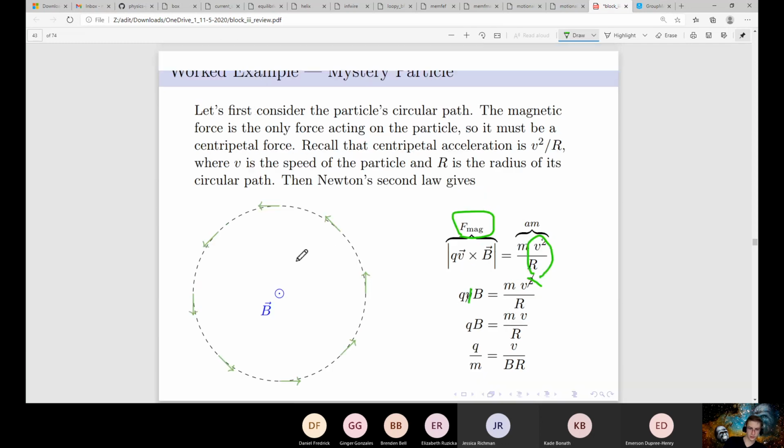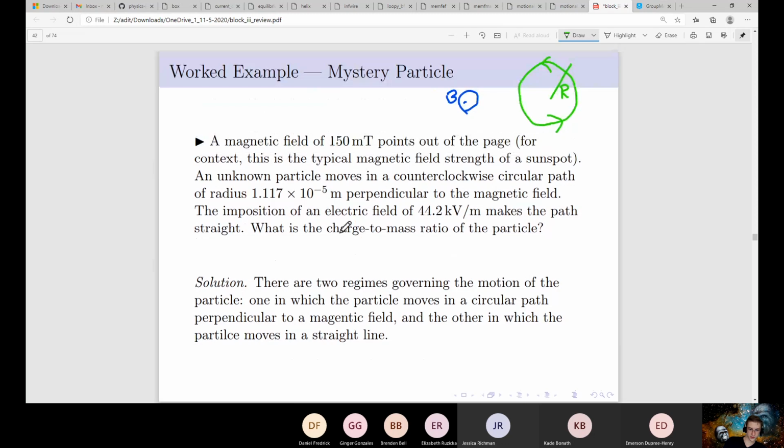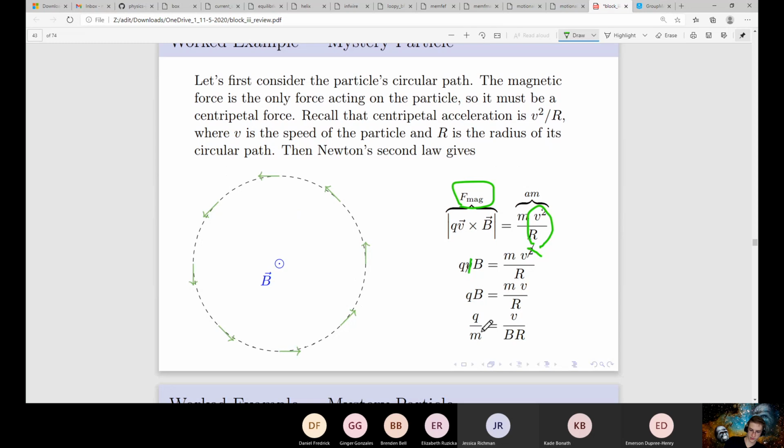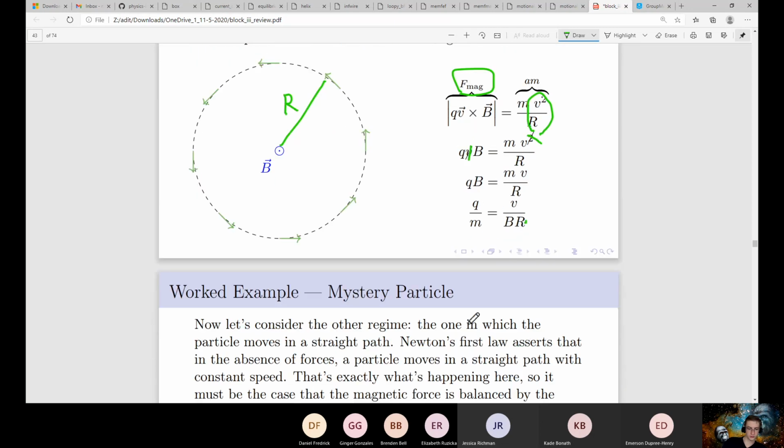And let me quickly remind myself what it was asking for. It was asking for the charge to mass ratio. Okay, I guess I'll solve for it right now. Charge to mass ratio is just going to be v over B times r. I know the strength of my B field. I know the radius of the circular path because I was told the radius it was traveling at, but I don't know its velocity, unfortunately. That's where the other regime of this problem comes into play.